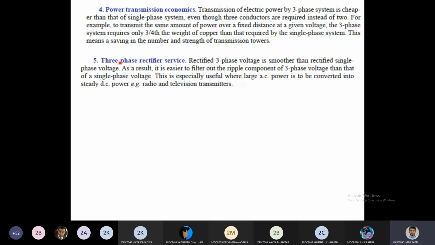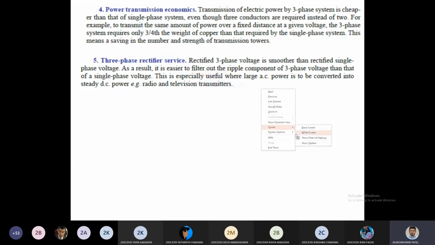Then, three phase rectifier service. This is a very important point. Rectified three-phase voltage is smoother than the rectified single-phase voltage. As a result, it is easier to filter out the ripple component of three-phase voltage than that of a single-phase voltage. This is especially useful where a large AC power is to be converted.